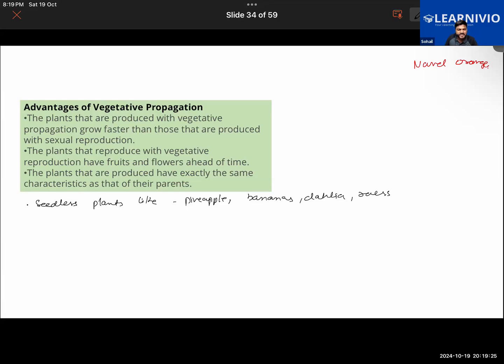These are some of the seedless plants that can be grown only via the vegetative propagation method. So these are some of the advantages.